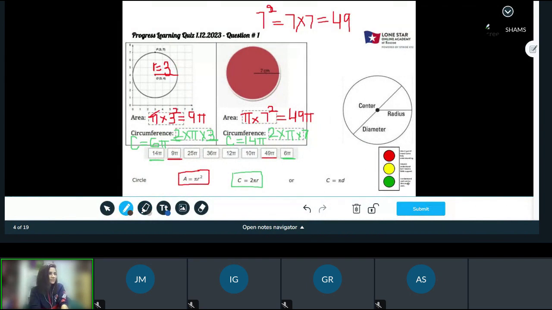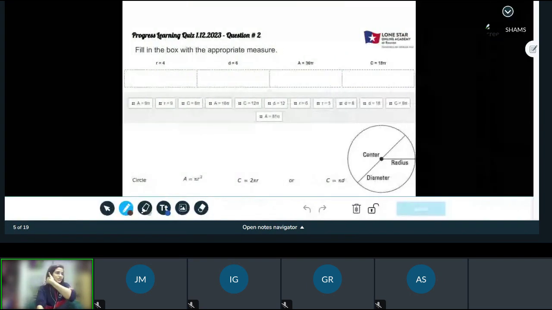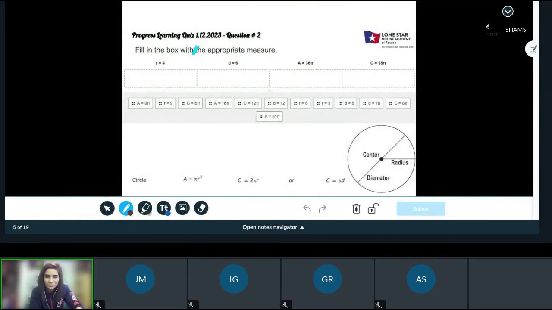Okay, let's move on to question 2. This is how question 2 looks. The questions are very multi-part. Fill in the box with appropriate measure. So that means each of the boxes will have 3 answers.